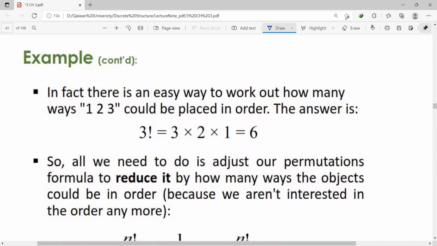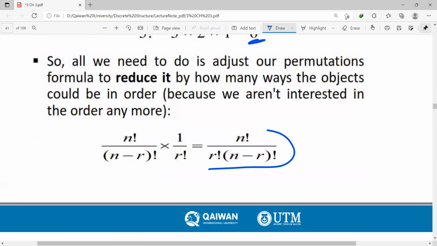So the difference between them is 6. In choosing 3 balls out of 16 balls, for permutation, we just say 16 times 15 times 14. But for combination, we divide the result by 3 factorial. So here we say n factorial divided by (n minus r) factorial is the permutation, and we divide by r factorial, where r is the number of chosen ones.